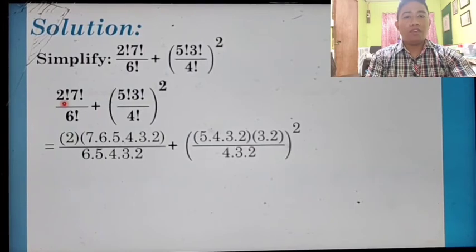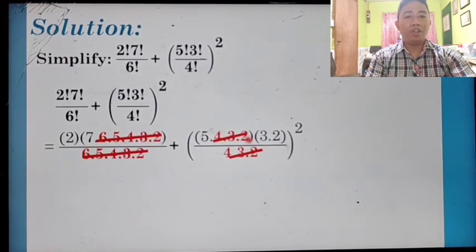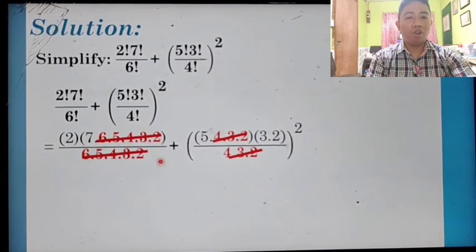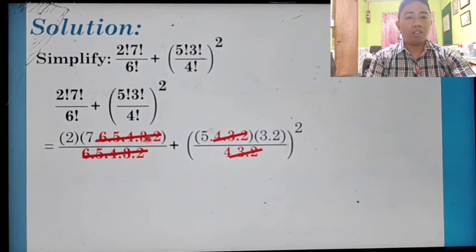So the first step is you'll either expand it all together, or you will cancel out. So we found out that 2 factorial is 2, 7 factorial is 7 going to 2, and 6 factorial is from 6 going to 2. So we cancel 6, 5, 4, 3, 2 in both the numerator and the denominator of the first term.